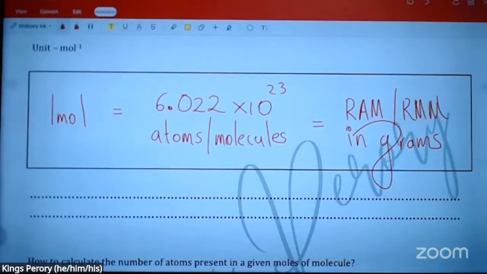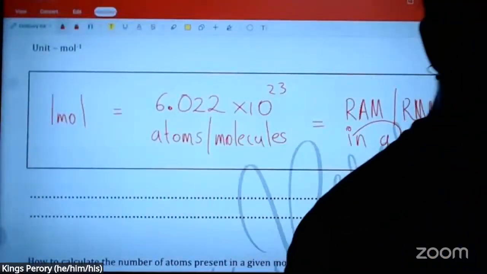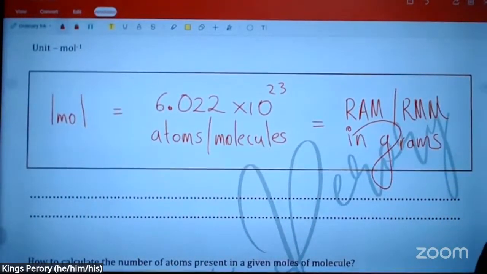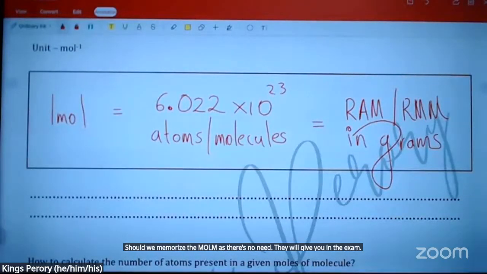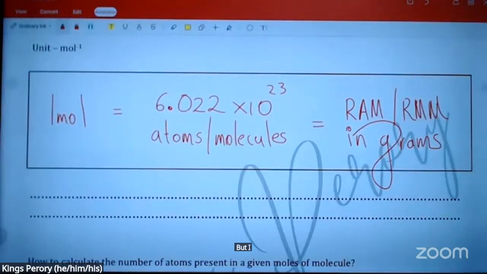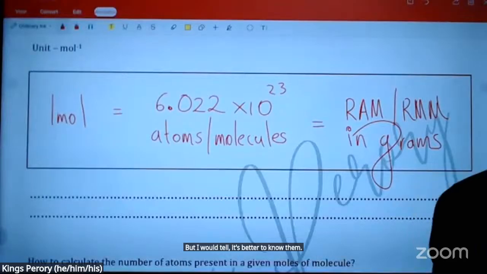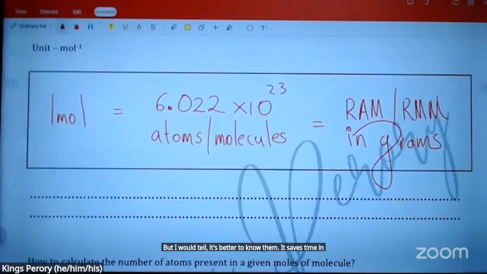Work, don't just stay. Should we memorize the molar masses? No need. They will give them in the exam. But I would say it's better to know them. It saves time in your exam, especially in calculations.